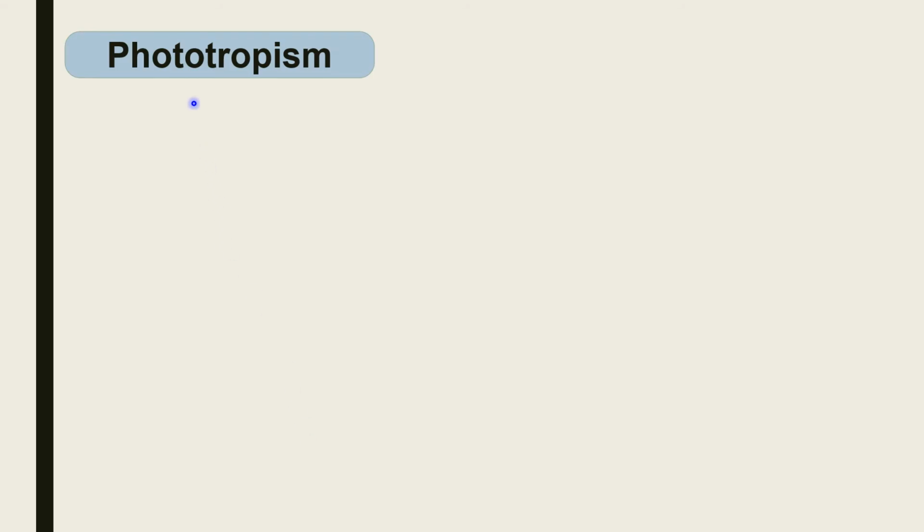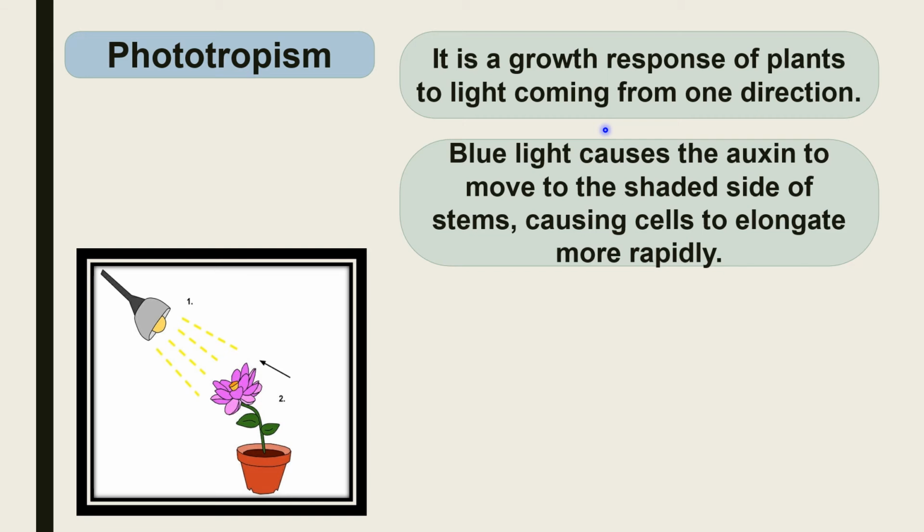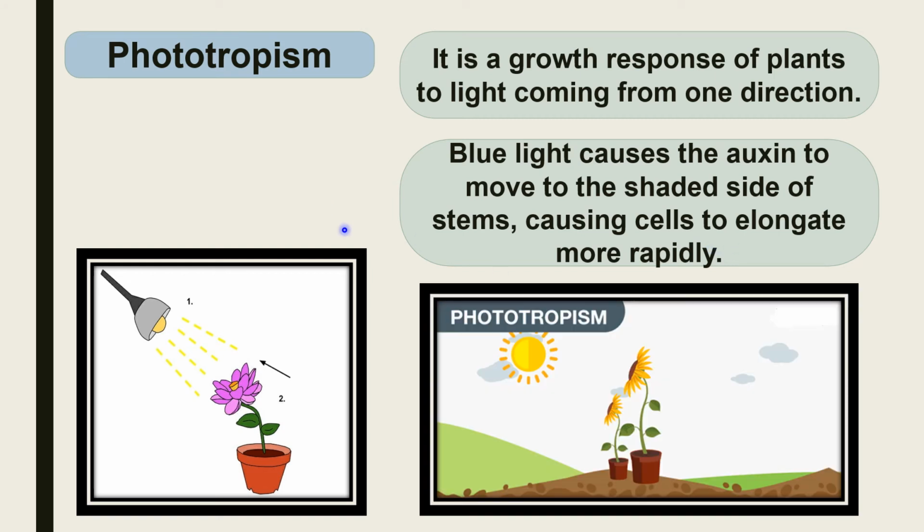the phototropism. So what is phototropism? It is a growth response of the plants to light coming from one direction. So as you may see in the picture, this is the plant and this is the sunlight. Blue light causes the auxin to move to the shaded side of the stem, causing cells to elongate more rapidly. So another example is you may see the sun here, and then these are the plants.